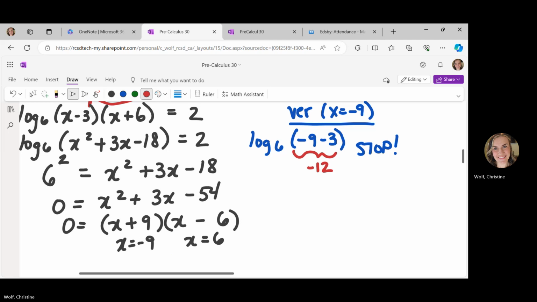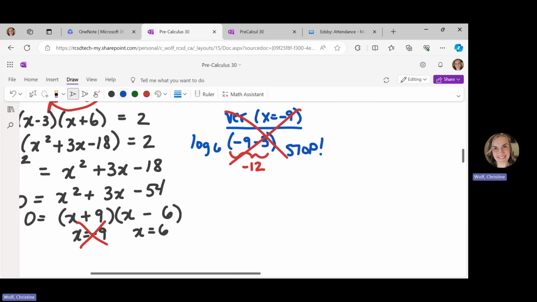I'm not even going to plug -9 into the other one. It doesn't matter. Already, I know that -9 cannot be an answer because when I plug it in, it gives me a negative argument. So that's what I mean when I say your verifications can be really lazy. To show me that, stop. That's not going to be an answer.